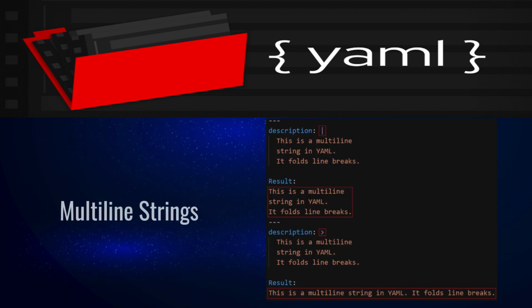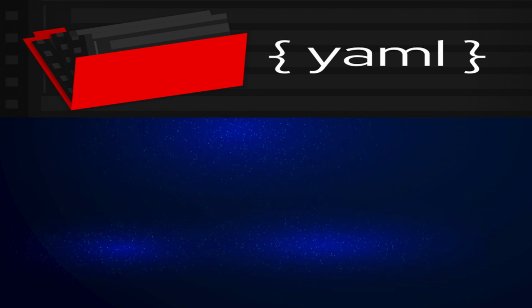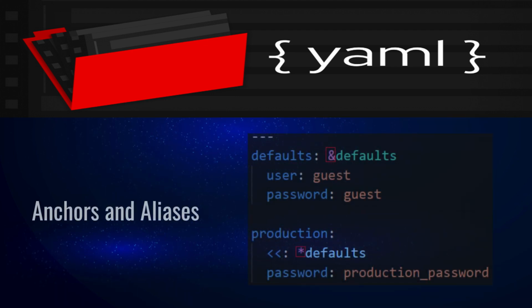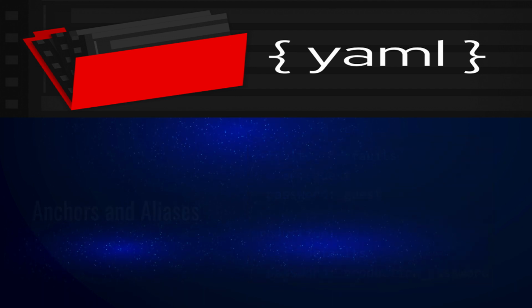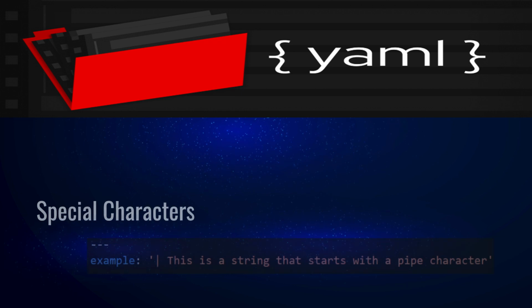Multiline strings can be represented using the pipe or greater than symbols. The pipe symbol preserves new lines, while greater than folds new lines. Anchors use the ampersand symbol and aliases use the star symbol for reusing values. If a string starts with a special character, you might need to quote it.